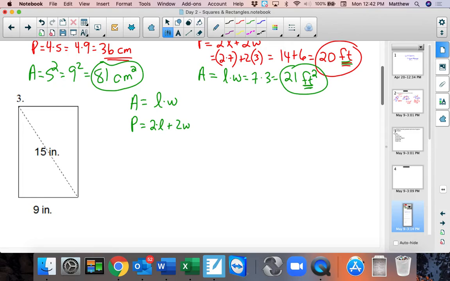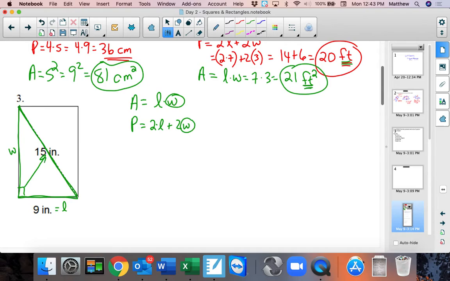But I notice that I only have a diagonal and one side. We could call this the length if you want. So we don't know the width, and I need it in order to find both perimeter and area. So what I'm using is my tools that we learned yesterday with the Pythagorean theorem, and realizing I actually have a right triangle. They've given me two sides of a right triangle.